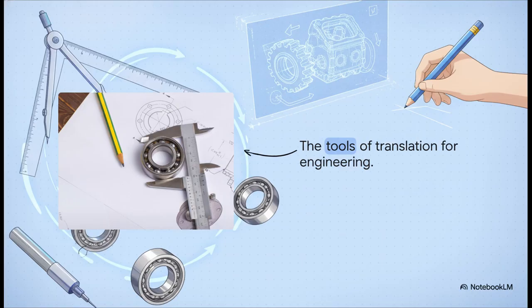And that's where the physical tools of this translation come in. We're talking about calipers for exact measurement, drafting pencils, precise bearings. These aren't just random objects sitting on a desk. They are literally the instruments used to bridge the gap between a floating idea in someone's head and a concrete, measurable object in the real world.